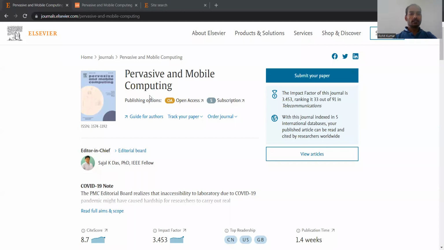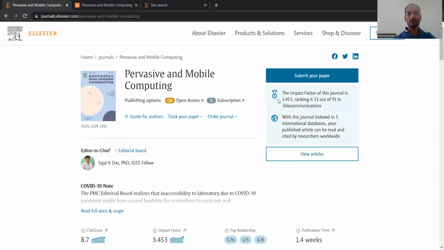So let's start. I think you can see the homepage of this particular journal. Both options, open access and subscriptions, are available for this journal also. The guide for authors, tracking papers, and the ordering related information is available. The ISSN is provided here.